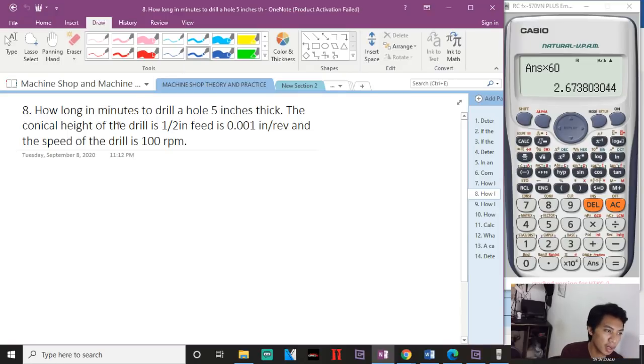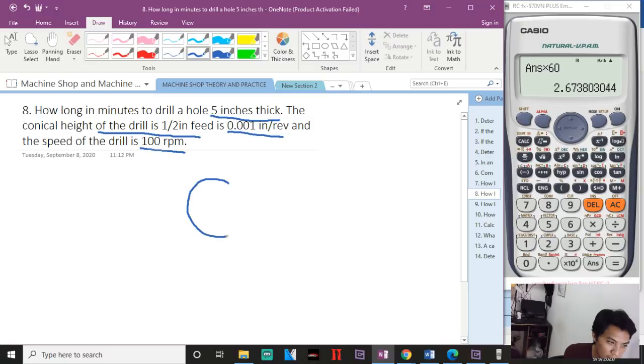How long in minutes to drill a hole of 5 inches thick? The conical height of the drill is 1/2 inch. Feet. Na-visualize nyo ba? 1 inch feed is 0.01 inch per rev and the speed of the drill is 100 RPM. Nakakuha nyo ba to? Nakuha nyo ba? Ganito yan.